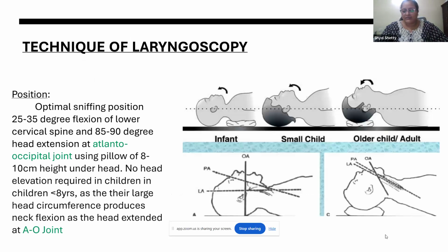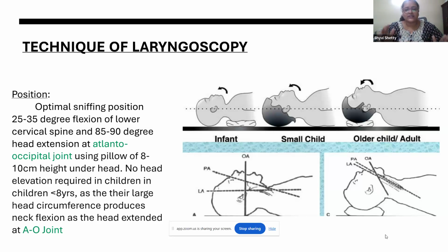So this is the technique of laryngoscopy. What is the position? Now, optimal sniffing position would be 25 to 35-degree flexion of the lower cervical spine and 85 to 90-degree head extension at the atlanto-occipital joint. It is using a pillow of 8 to 10 centimeters under the head.